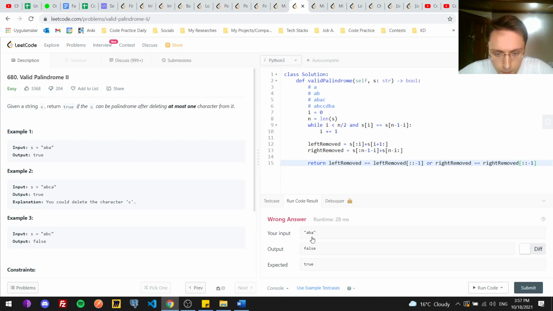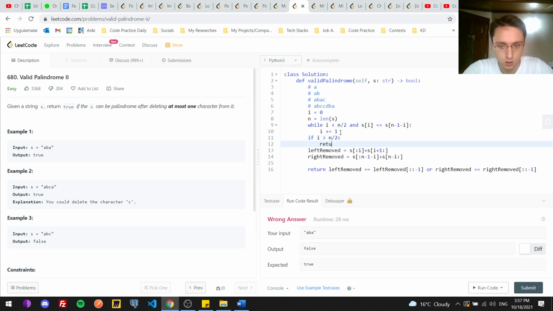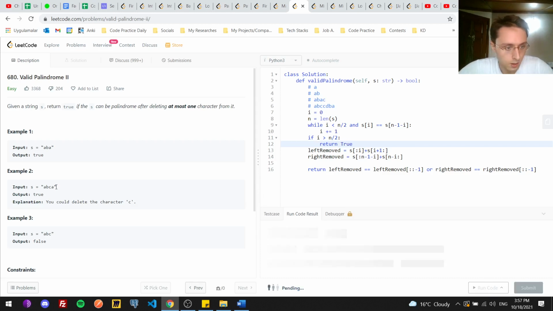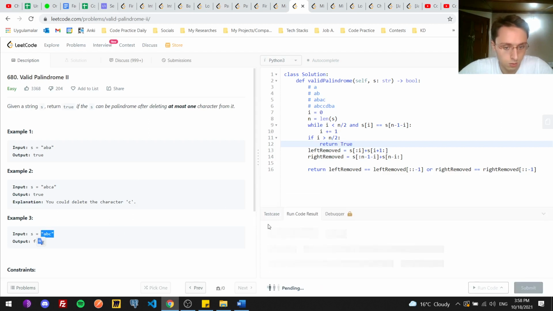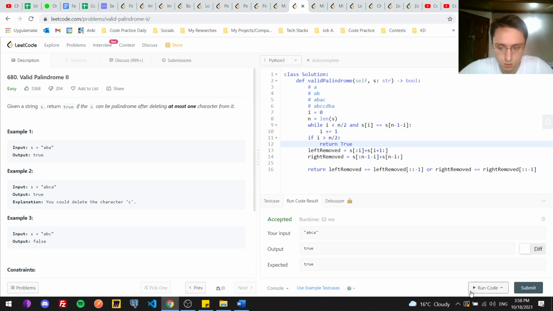Oh, and also here, it might already be a palindrome, so in that case, if i is greater than n divided by 2, then return true. And let's look at this one also, and also this one. This will be false. Let's see.